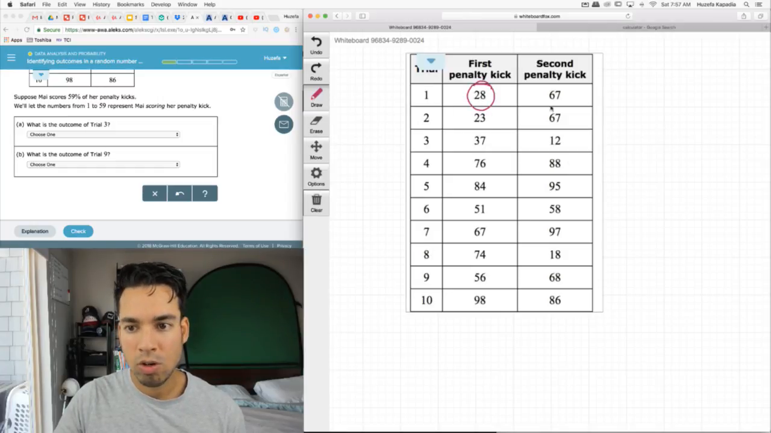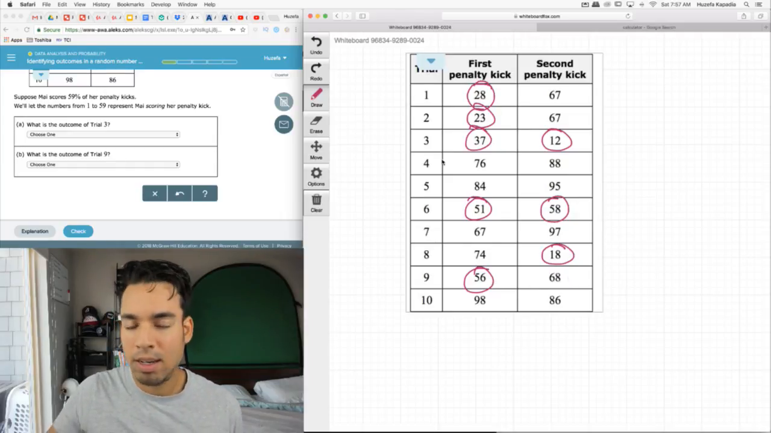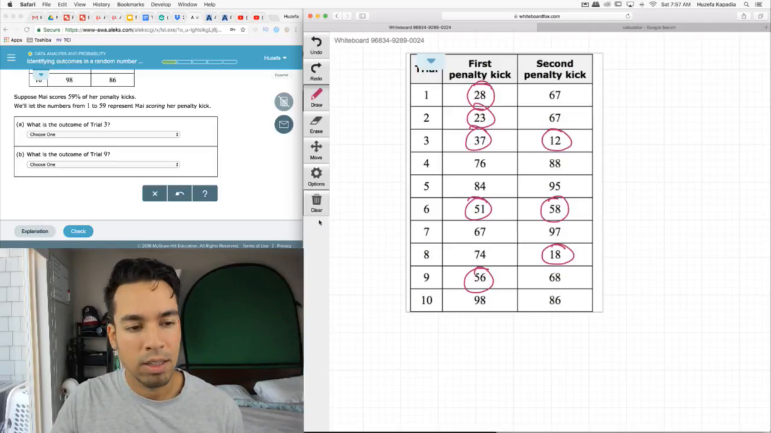So that is a score, score, score, score, score, score. Okay, and that's it, 1 through 59. 1, 2, 3, 4, 5, 6, 7, 8, which is less than 59%, but again, that can happen. And that's what we've identified.